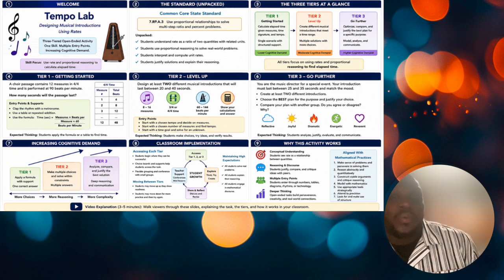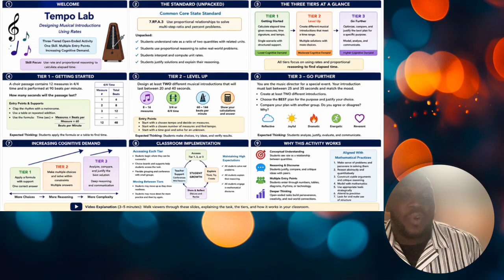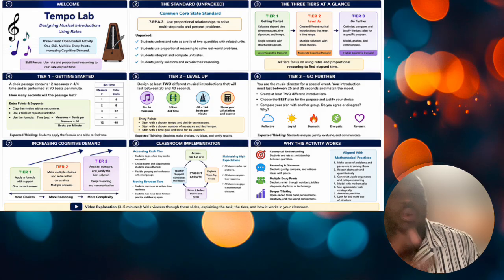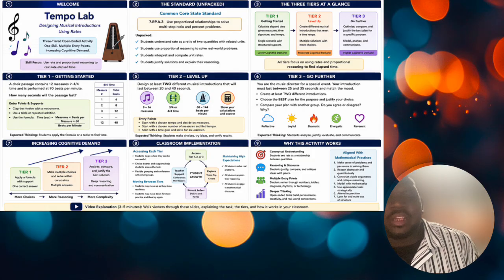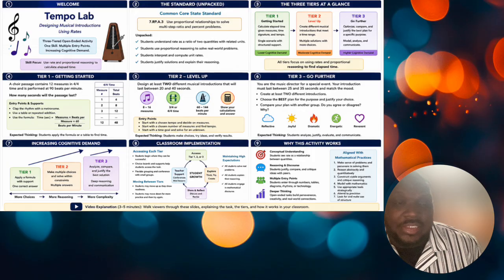Let's say, for example, in tier two, I created a 3/4 time passage. This time I may create a 4/4, or I may use my 3/4 and my 4/4. If I get to 35 and 35, then I can just transfer that over and see if it lines up with any one of these. Students would choose the best plan and justify their choice, and then they would compare with another classmate or another group. So now students are not only analyzing, but they are also making justifications, making evaluations, and communicating.